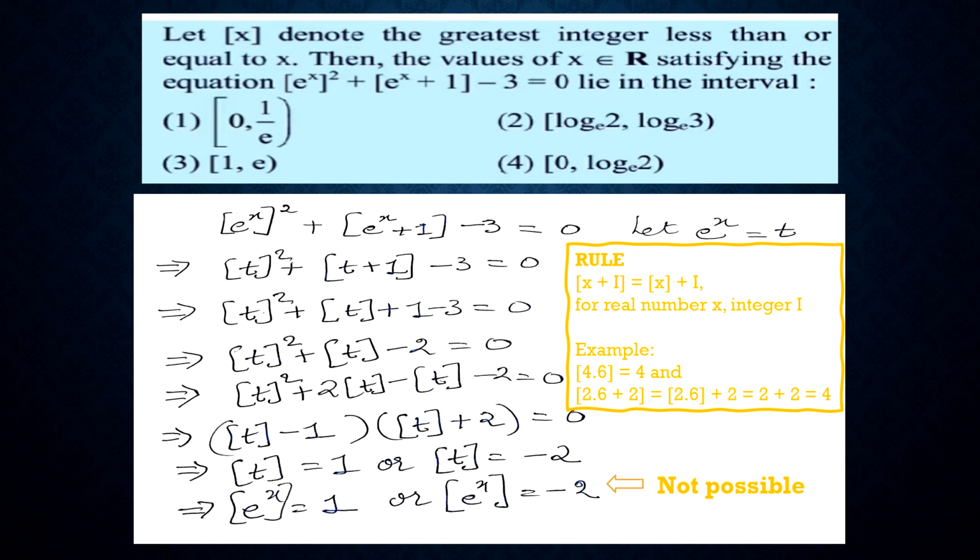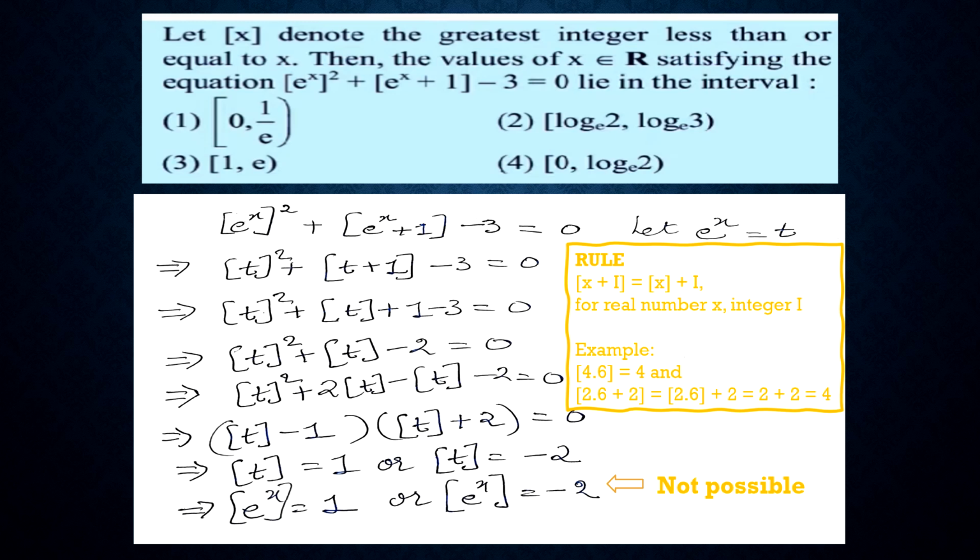So now our equation becomes box of t square plus box of t plus 1 minus 3 equal to 0. Now here, remember, by the definition, what is the trick? Box of t plus 1 can be simplified as box of t plus 1. Remember, for any integer I, if you are having box of x plus I, since I is an integer, you can take it out. So box of x plus I will always be equal to box x plus I. I have shown an example over here.